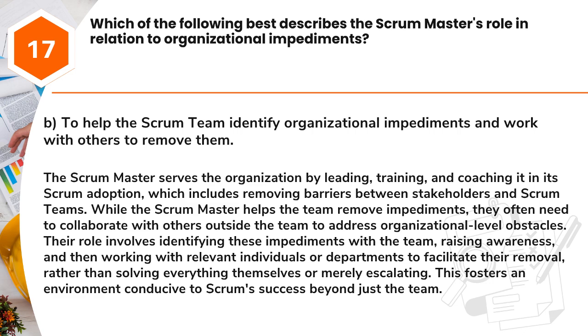While the Scrum Master helps the team remove impediments, they often need to collaborate with others outside the team to address organizational-level obstacles. Their role involves identifying these impediments with the team, raising awareness, and then working with relevant individuals or departments to facilitate their removal, rather than solving everything themselves or merely escalating. This fosters an environment conducive to Scrum's success beyond just the team.